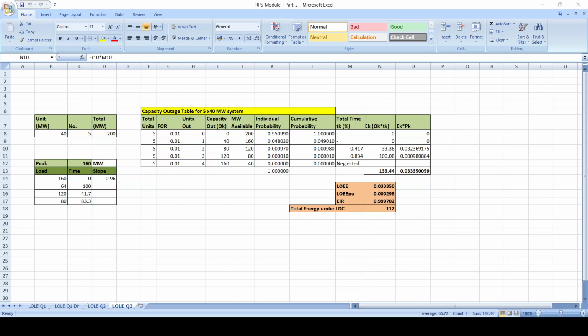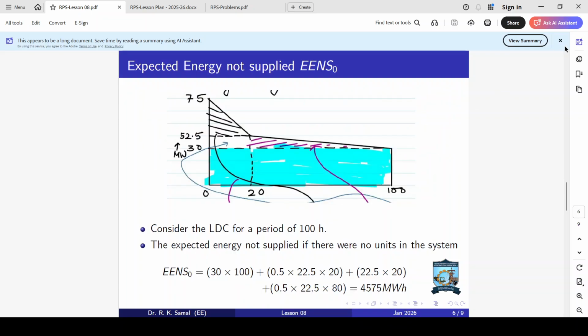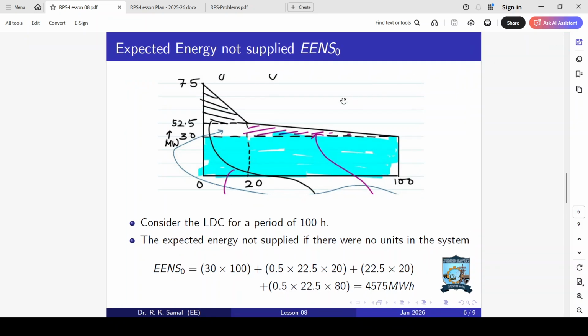So we'll go to the Excel sheet again, PDF again. Okay. So this is how in this slide it is shown how the expected energy not supplied is calculated. So if you see here, total time is 0, 20, 100%.